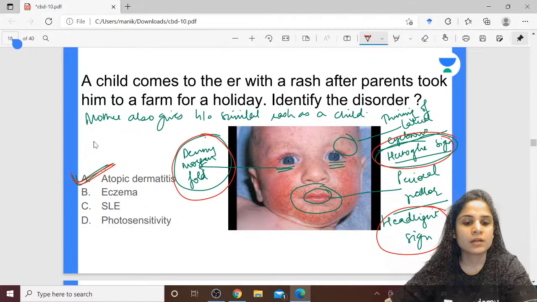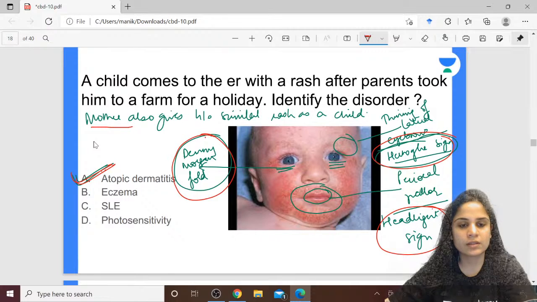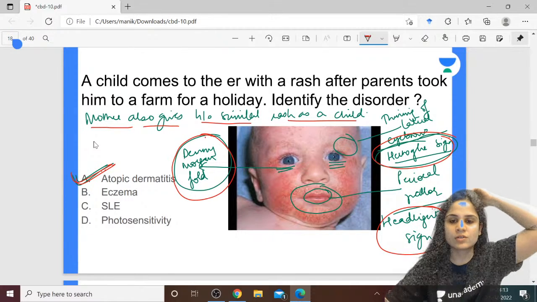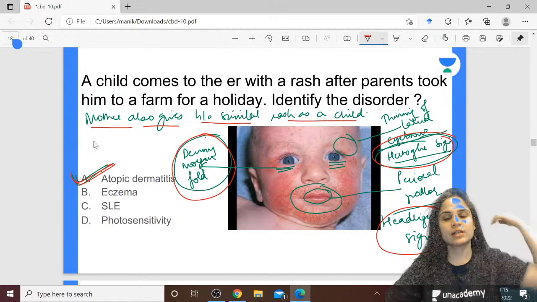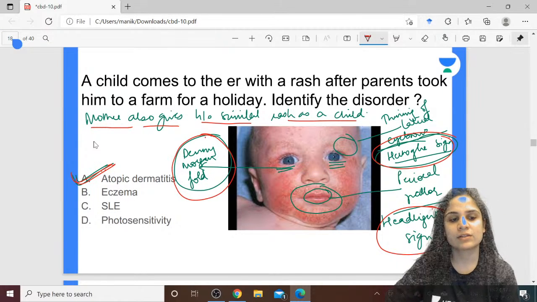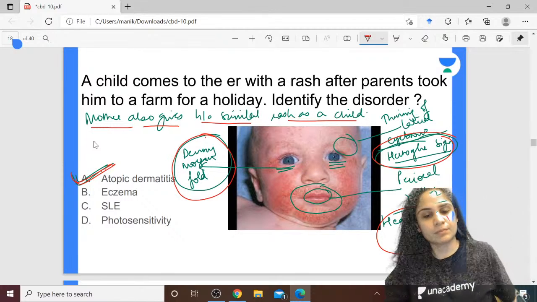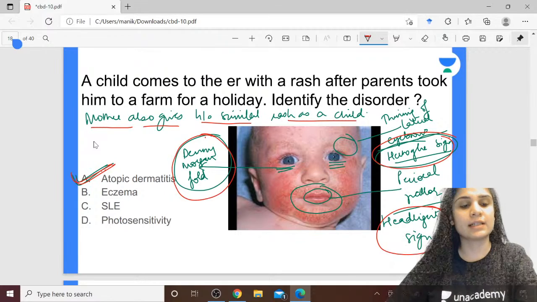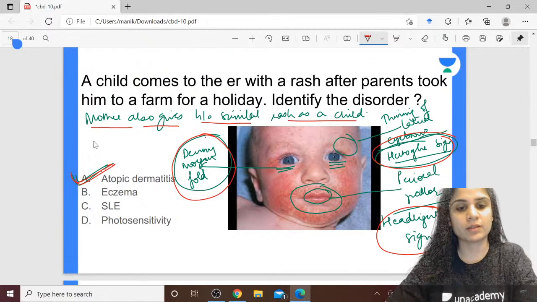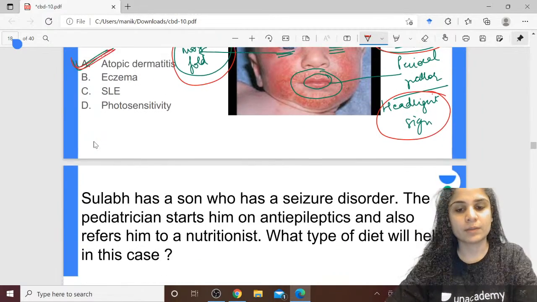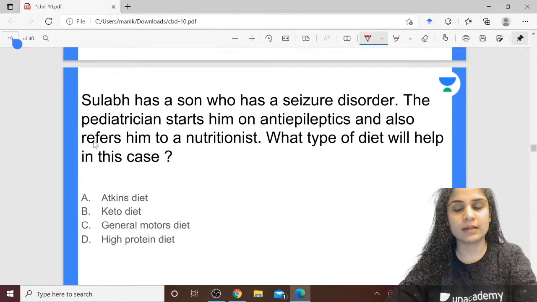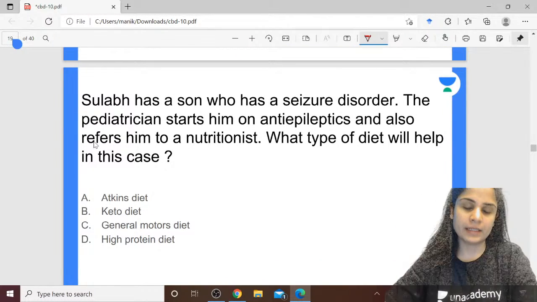Now how do you make sure that this is atopic dermatitis and not photosensitivity? So here I added this to the question, correct? Mother is also giving similar history. So mother also must be having allergic tendency, and as a result of this she has passed it on to the baby. Photosensitivity can happen in anyone, but if there is a familial tendency, then the answer goes more towards atopic dermatitis. Alright.